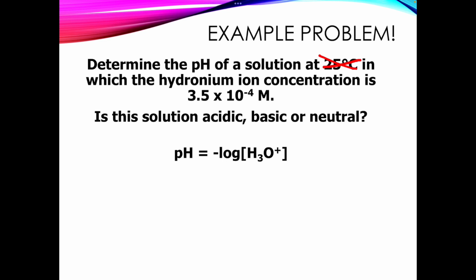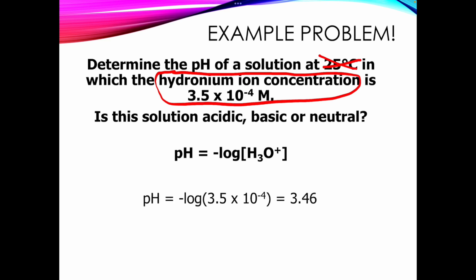But that's not going to matter for this class, so you can go ahead and just ignore that bit. Okay, so essentially what we need here is the hydronium ion concentration is 3.5 times 10 to the minus 4th molar. To figure out the pH, we are going to take the negative log of that number.